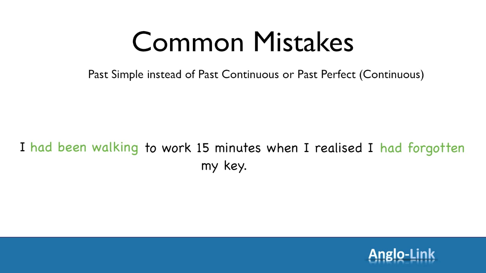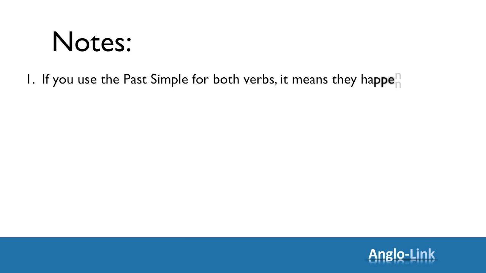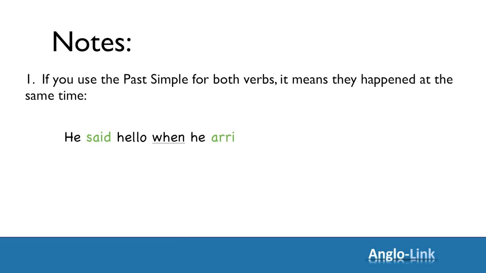Right then, just a couple of notes on some situations where you might see past simple tense used twice in the same sentence. If you use the past simple tense for both verbs in a sentence, it means that the two actions happened at the same time. Have a look at this example. He said hello when he arrived. The two actions happened at the same time, and they were the same length. Two quick actions. Another example. I gave it to her when I saw her.